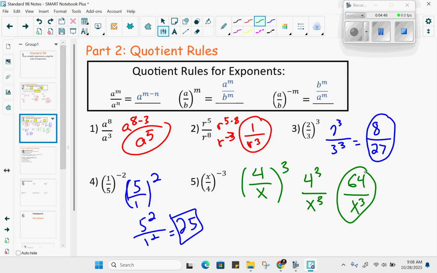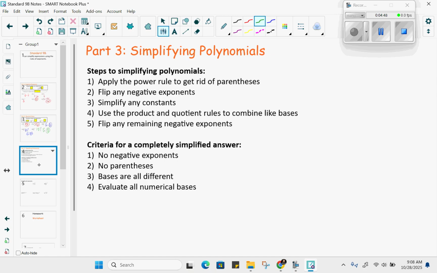All right, more sets of rules. Hey, if we're simplifying polynomials, you need to know this, right? Steps to simplifying polynomials. Apply the power rule to get rid of parentheses. Flip any negative exponents. Simplify any constants. Use the product and quotient rules to combine like bases. Flip any remaining negative exponents.